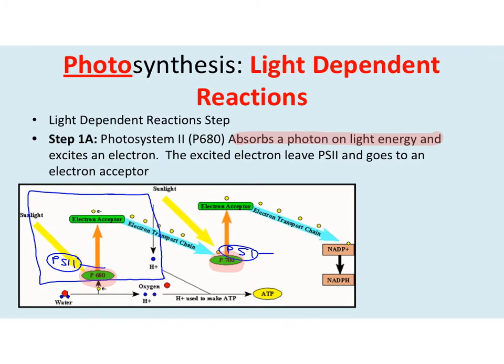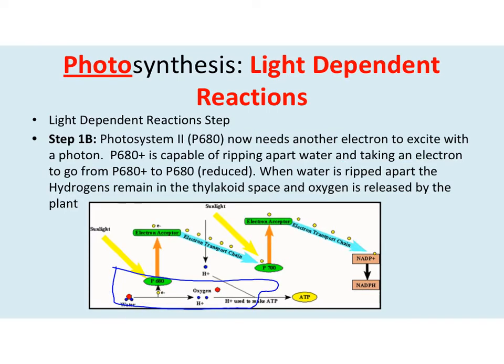So we're going to follow the electron. The electron got excited from the photon, and then the electron comes off water, and it's now considered an excited electron. It's got tons of energy. That's step one. The excited electron leaves PS2, photosystem 2, and goes to an electron receptor. That's where we are right there.